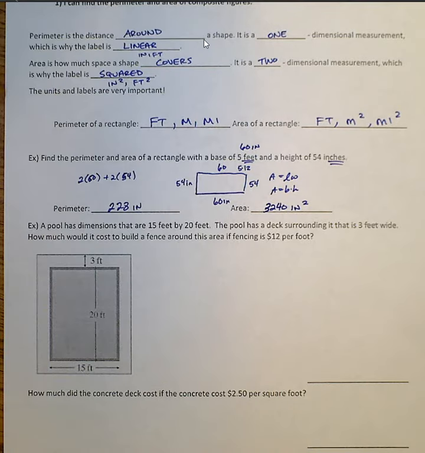Alright, so let's look at some examples. It says a pool with dimensions of 15 feet by 20 feet. The pool has a deck surrounding it that is 3 feet wide. How much would it cost to build a fence around this area if fencing is $12 per foot?